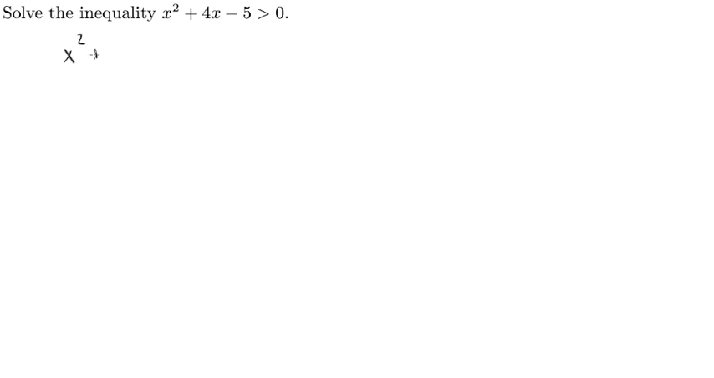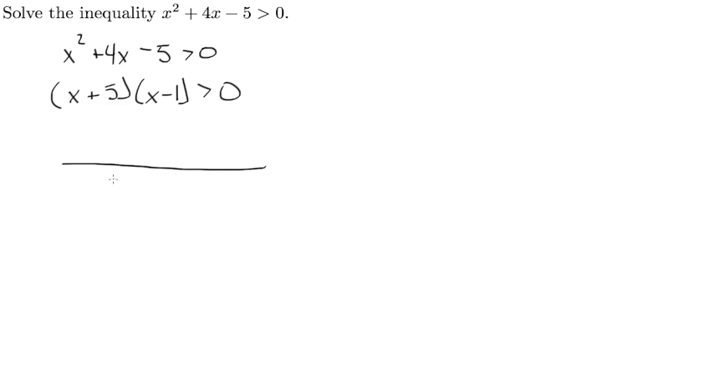So here's another one. Solve the inequality x squared plus 4x minus 5 is greater than 0. So let's go ahead and try to solve this one quickly. So we're going to factor this. So I believe x plus 5 times x minus 1 is going to be what we need. So on our number line, I'm going to put negative 5, positive 1. All right, since I have a strict inequality, I'm going to put open circles at negative 5 and positive 1 because I don't want to include them.